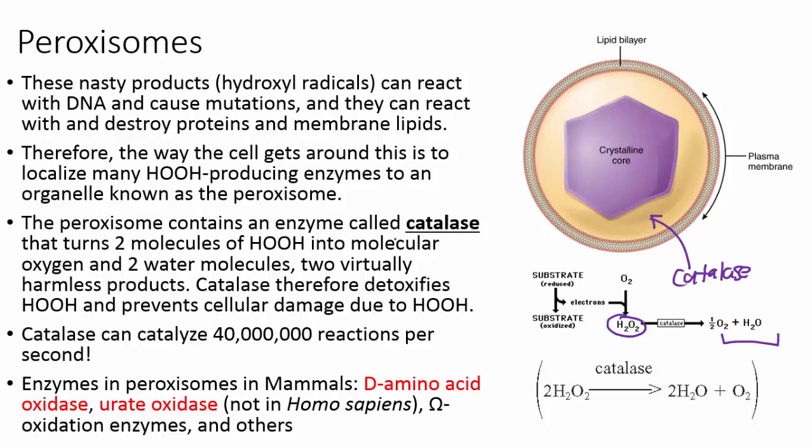Okay. And one of the interesting things that I'm not going to require you to know for the exam is that catalase can catalyze over 40 million reactions per second. In fact, catalase is known to be the fastest enzyme in Homo sapiens. Okay? So hopefully that gave you a little bit of intuition on the purpose of the peroxisome. And also notice that it has a plasma membrane as well, just like the cell does. It's one of your pretty typical organelles.